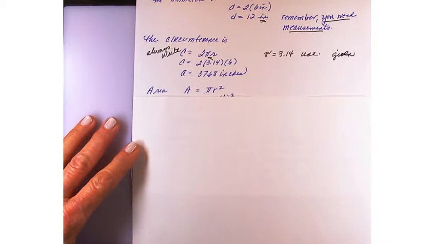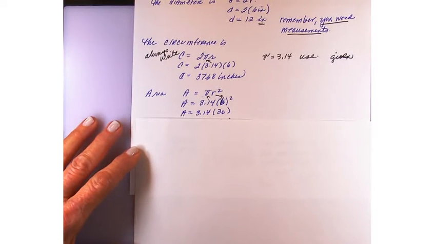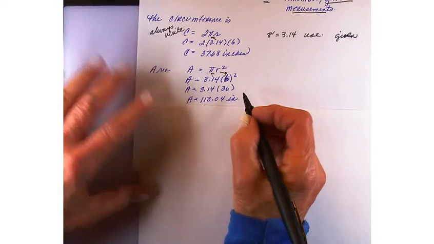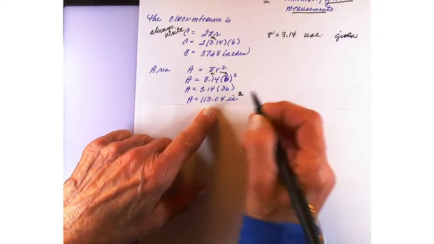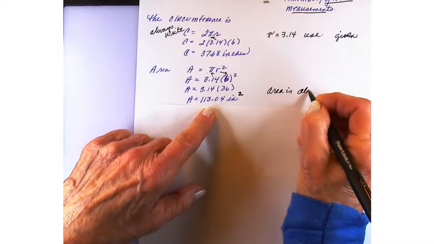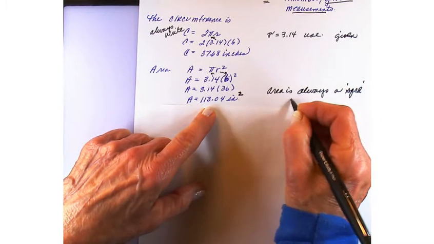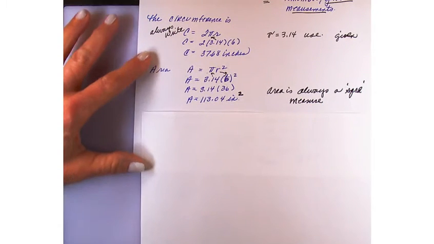Now we're looking at the area of that same circle. The area is pi r squared. We're substituting in 3.14 for pi. My radius is 6 inches. I'm going to square it and get 36, multiply that out, and the area is 113.04 inches squared. Area is always a squared measure, whether it's inches squared, feet squared, centimeters squared. It's always squared.